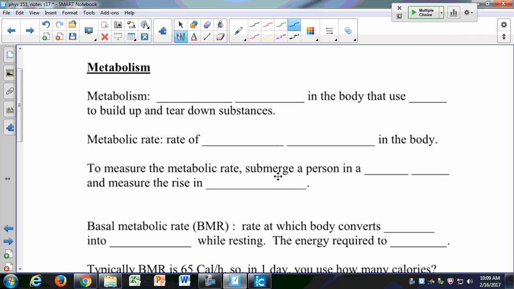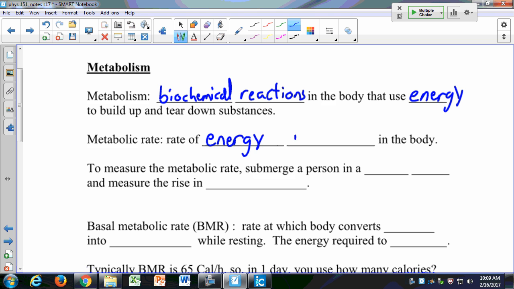All right, let's look at metabolism. This is fairly interesting, actually. I'm sure that you guys do this a lot more than we'll go into in this class and your others. But metabolism is biochemical reactions in the body that use energy to build up or tear down substances. So it's basically these microscopic things that go on inside of your body. The metabolic rate is the rate of energy usage in the body. This includes all the energy that you use.